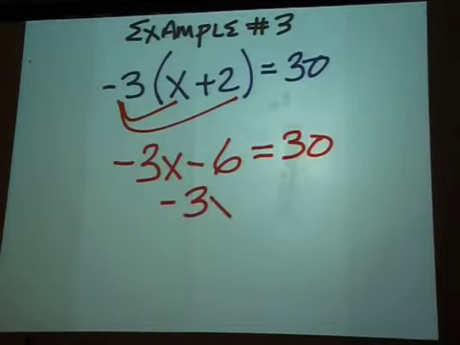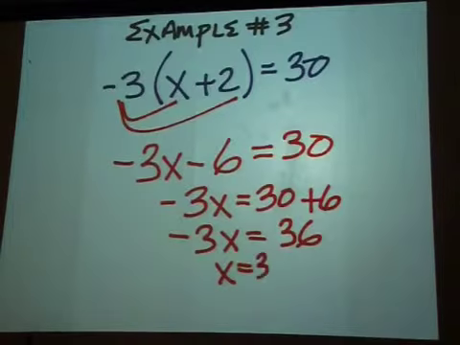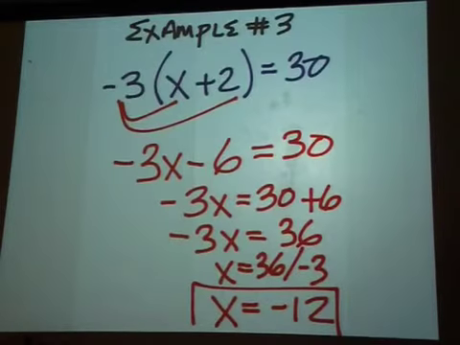Move the negative 6 to the right and make it plus 6. That will give us a positive 36. Divide 36 by negative 3, and that is an answer of negative 12.